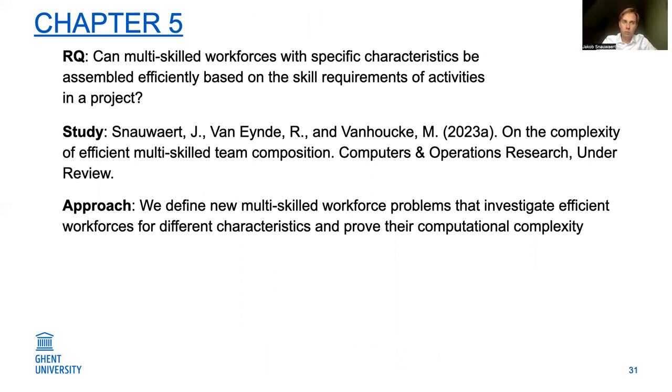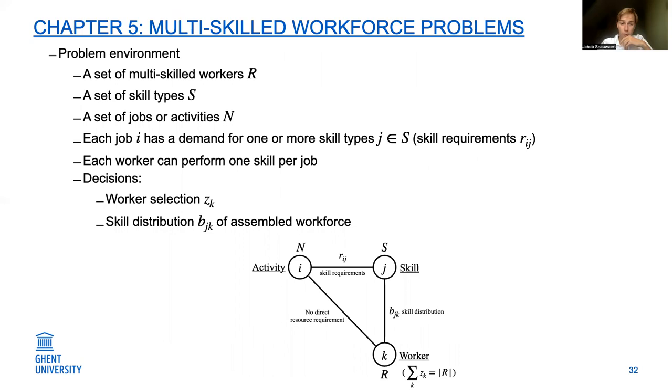In chapter 5, we go into detail on how workforces can be assembled. And more specifically, we define some new multi-skilled workforce problems that try to find workforces with either a minimized number of workers or a minimized number of mastered skills. And for these multi-skilled workforce problems, we also prove their computational complexity. This study is currently under revision. I think it's already at the second revision now at Computers and Operations Research. And as the title already reveals, the main focus will be on how to assemble these multi-skilled workforces.